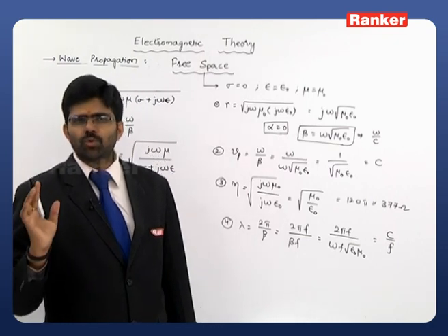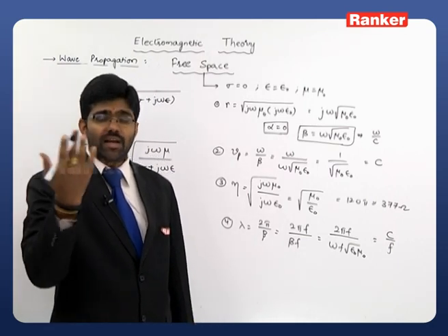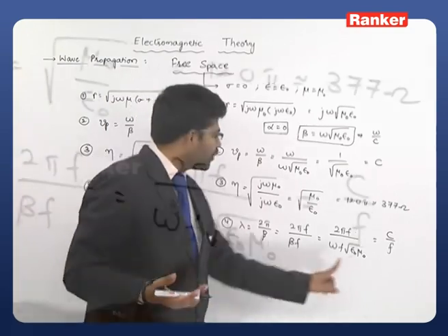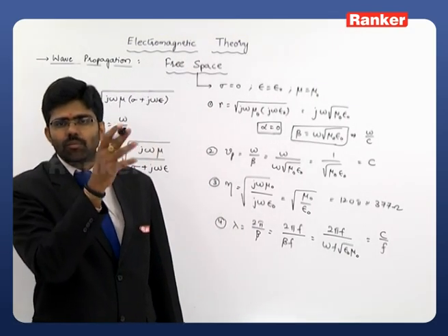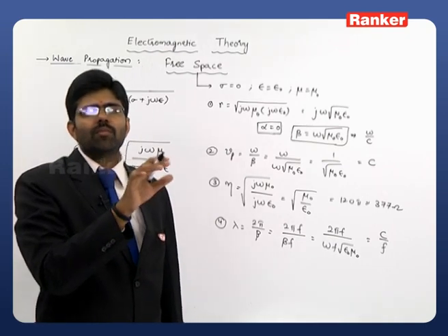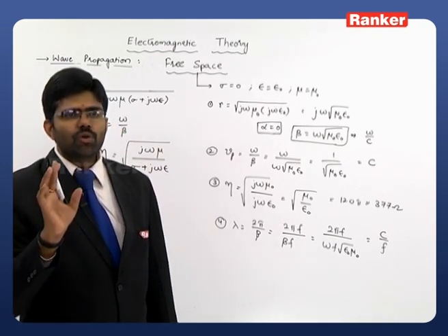This is very much known to us, right? In the same way for dielectrics also, wavelength is equal to velocity by frequency. That's what we get if you go for that equation and manipulate it: lambda is equal to velocity divided by frequency.